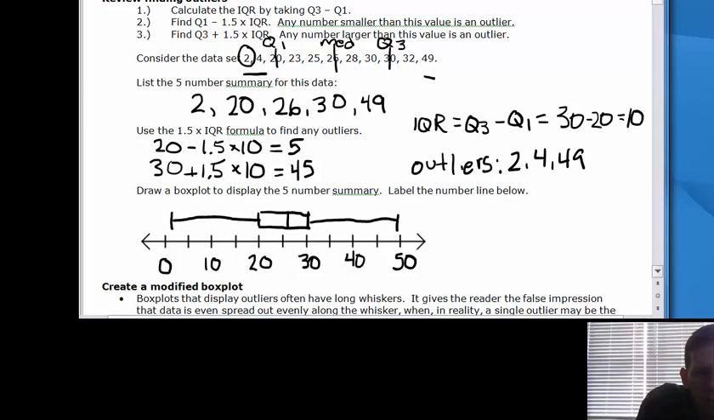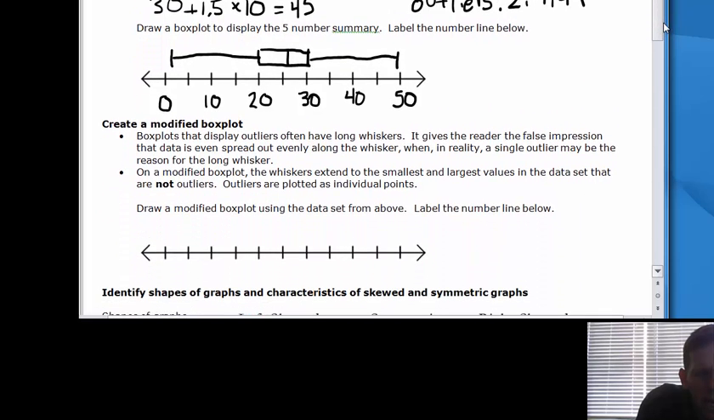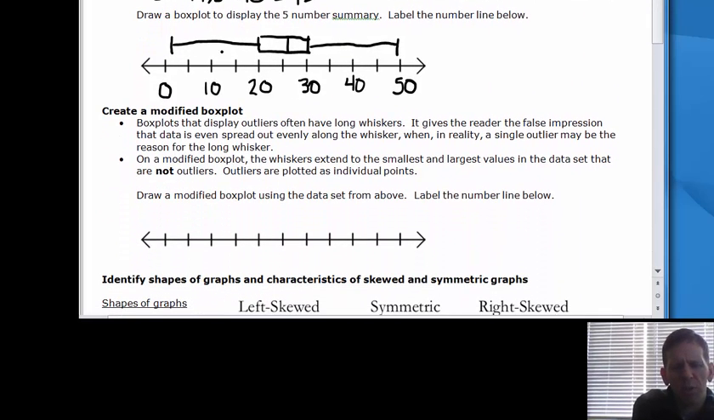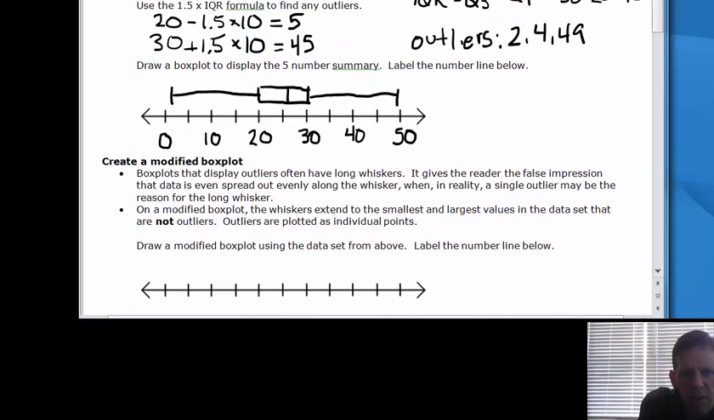To create a modified box plot, which we're going to do next, utilizes a lot of the same information that we just had. However, you might notice that these whiskers extend way to the outside. It kind of makes it look like we have a lot of data between 30 and 50, where in reality, the only points we have between 30 and 50 are really the 32 and the 49.